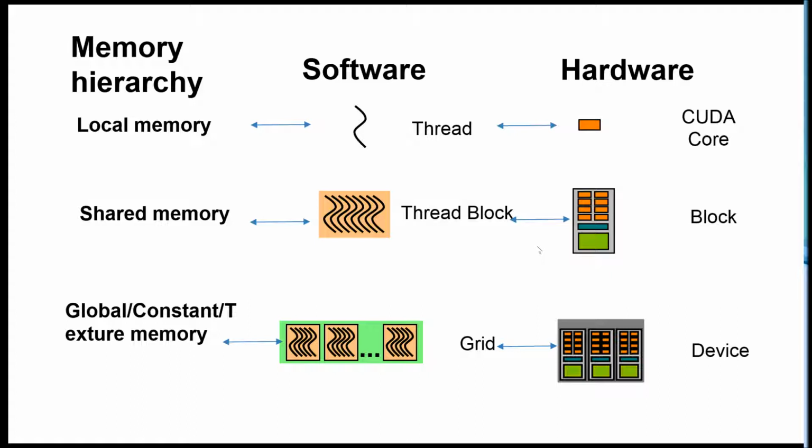In this slide, we can see how each type of memory corresponds to the software and hardware. Local memory can be accessed by its own thread, which is generated by a CUDA core. Shared memory can be accessed by all the threads in a thread block, which is generated by a block. Global, constant, and texture memory can be accessed by all the threads in all the blocks in a GPU.